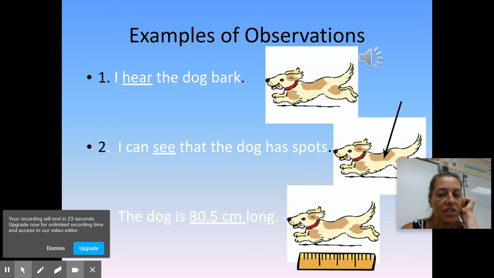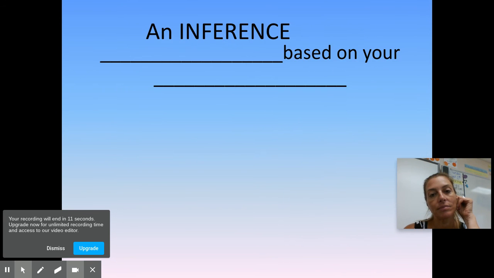We measure it. This is going to end in 24 seconds. So I have to make another video. So this is going to be like a 3-part video. Okay. See you in a couple of minutes. Then we'll do inference.